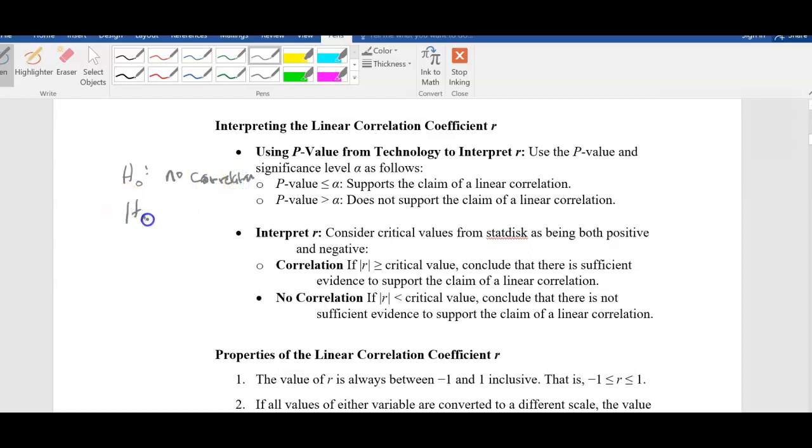And your alternative hypothesis is a correlation. So when the p is low, the null must go. So if the p is below your alpha, there is a correlation, because no correlation is your null hypothesis. If it's greater than alpha, then we have no correlation.